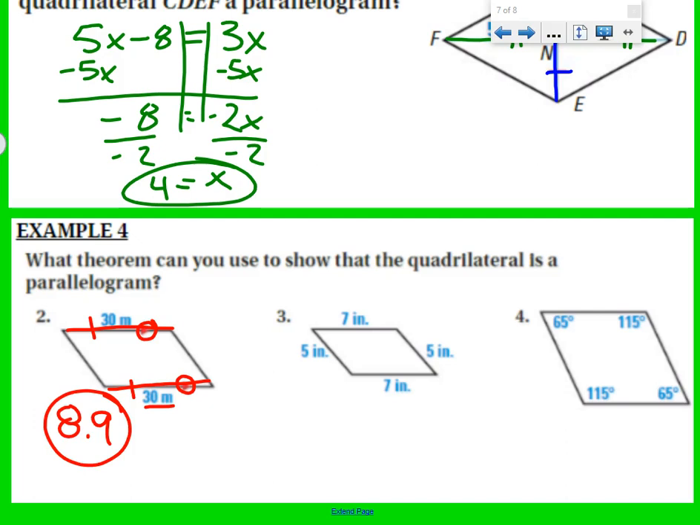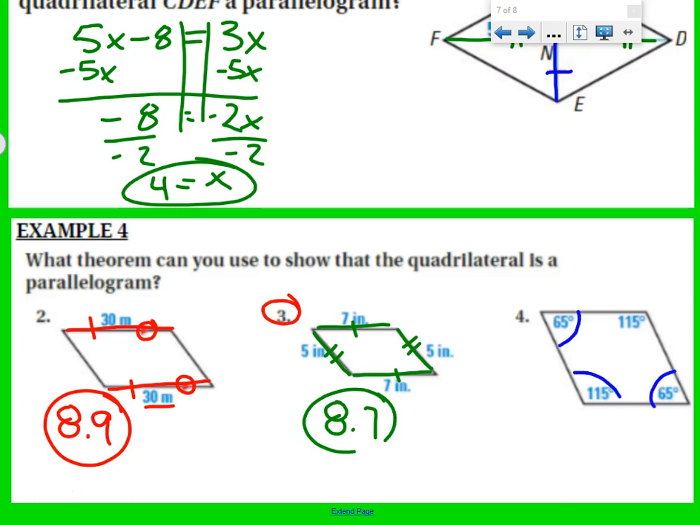For number 3 here, they're weirdly numbered, we have both pairs of opposite sides are congruent. So that is theorem 8.7. And then for the last one, we show that opposite angles are congruent. We're working with both pairs of opposite angles, which means we are using theorem 8.8.